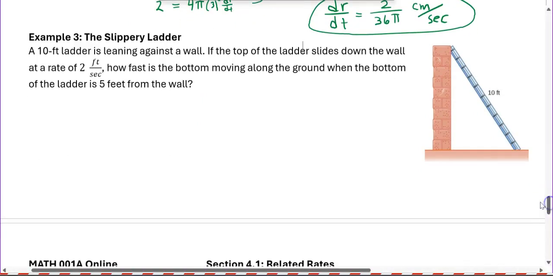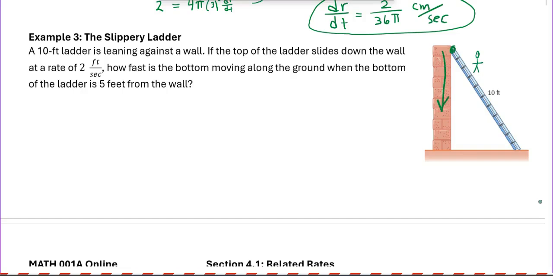All right, this is a very famous calculus problem. I think it's in about every calculus book I've ever seen. A 10-foot ladder is leaning against the wall. You can see it pictured here on the right. If the top of the ladder slides down the wall, that would be bad. Like imagine you're standing on this ladder here, and the top of the ladder, this point right here, begins to slide down the wall. That would be really, really bad. You'd be about to be in trouble on the ladder.